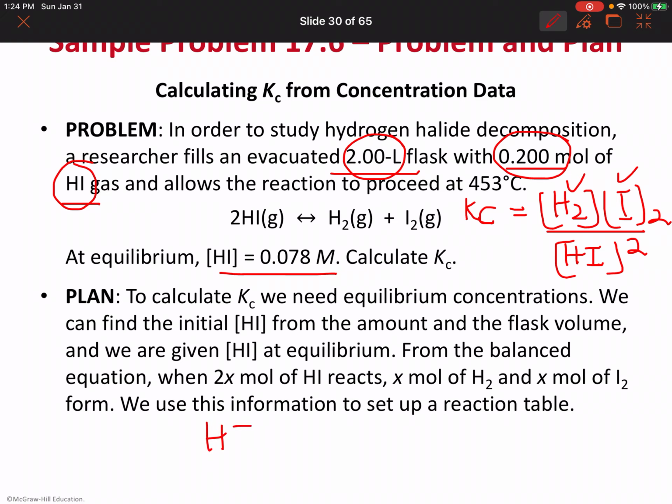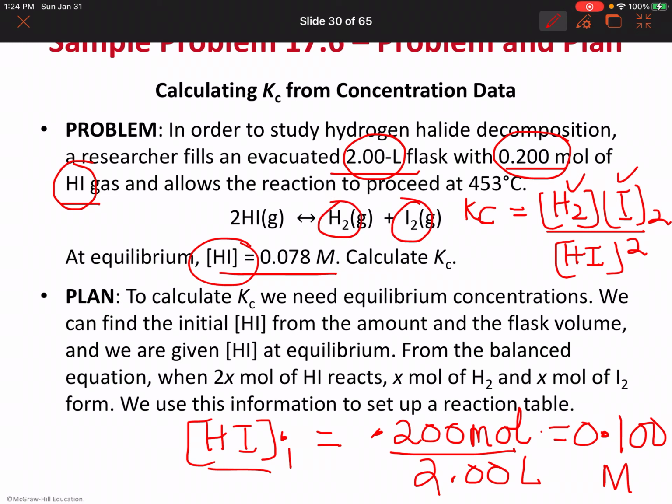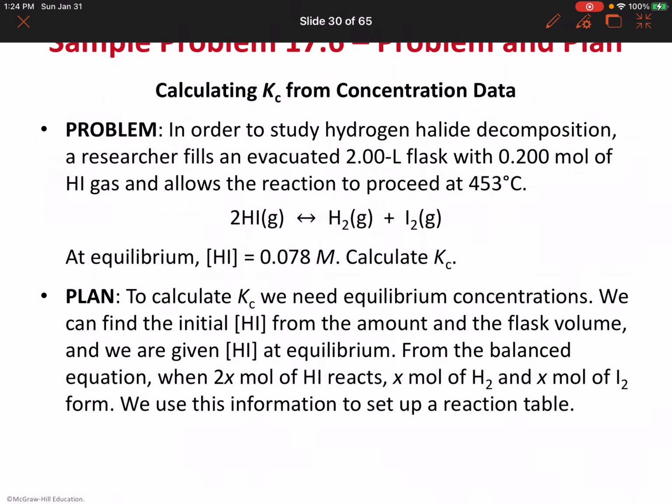So how do you find the initial concentration of HI? HI initial would be the number of moles, 0.2 moles, divided by the volume, which is 2 liters. Moles per liter gives you molarity of HI. That's the HI initial. So we know the initial concentration of HI, and we know the equilibrium concentration of HI. From that we can find the equilibrium concentrations of hydrogen and iodine. So let's see how to proceed.